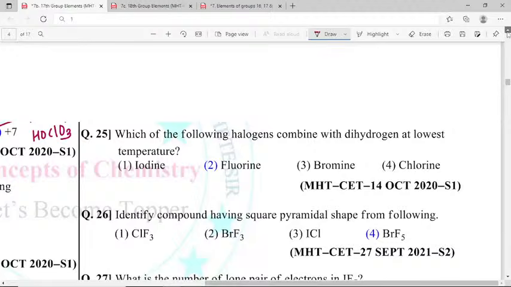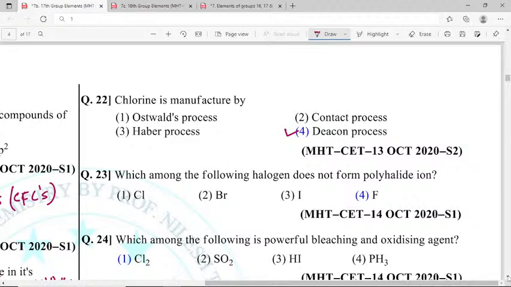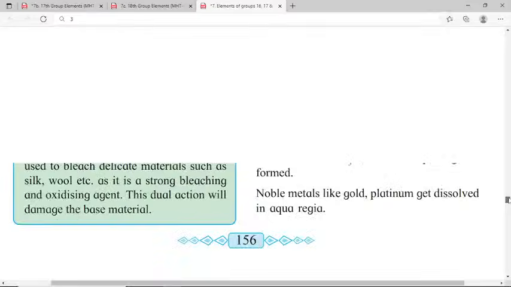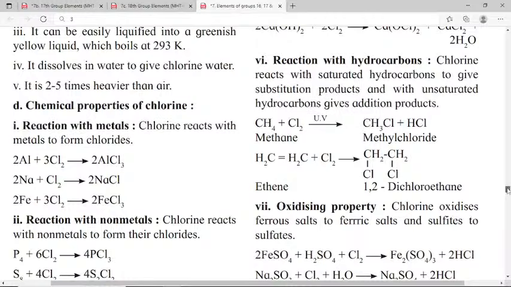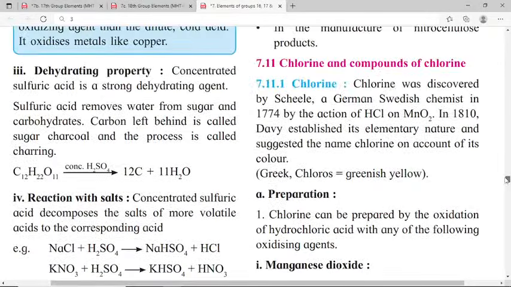Next question. Chlorine is manufactured by the Deacon process. Always remember, chlorine is manufactured using the Deacon process. Manufacture of chlorine.